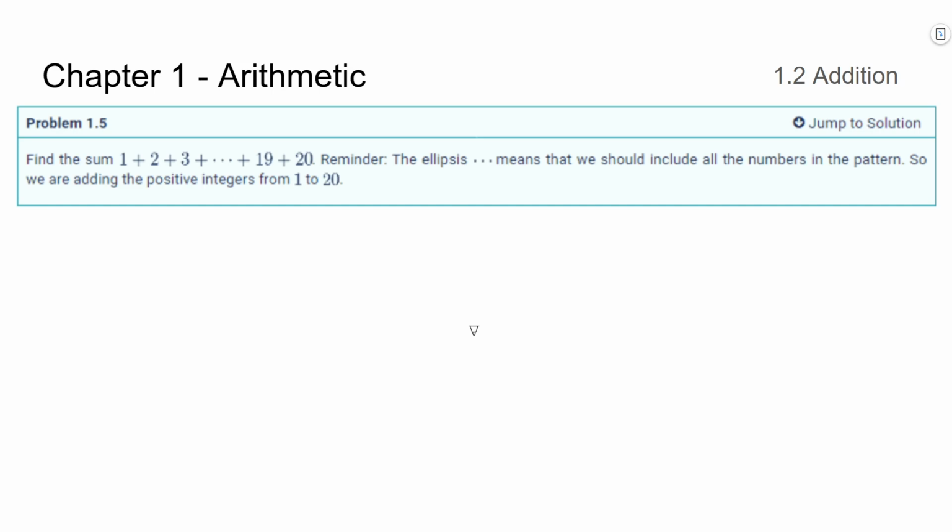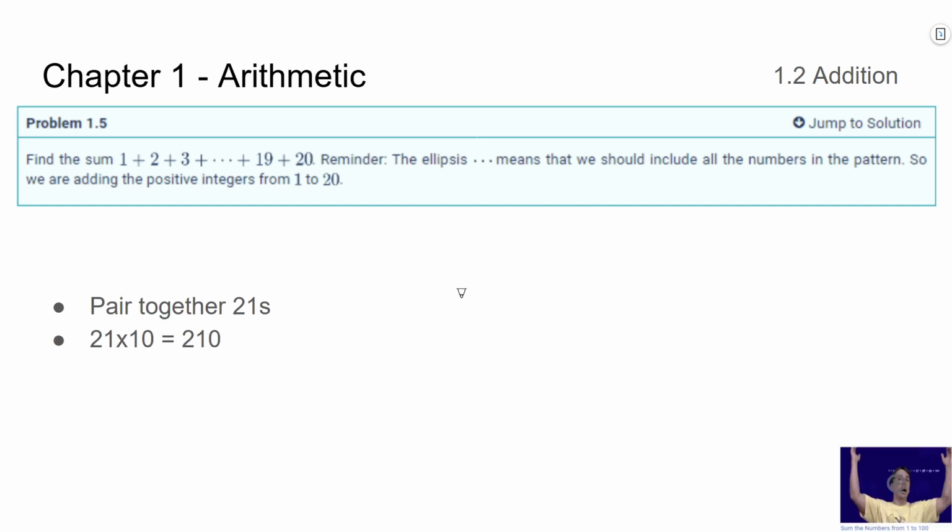All right, so next one, find the sum of 1 plus 2 plus 3 all the way up to plus 19 plus 20. Okay, same thing as the last one. We can pair together numbers. So in this case, we want to pair together the 1 plus the 20 would be 21. 2 and 19 would be 21. 3 and 18 would be 21.